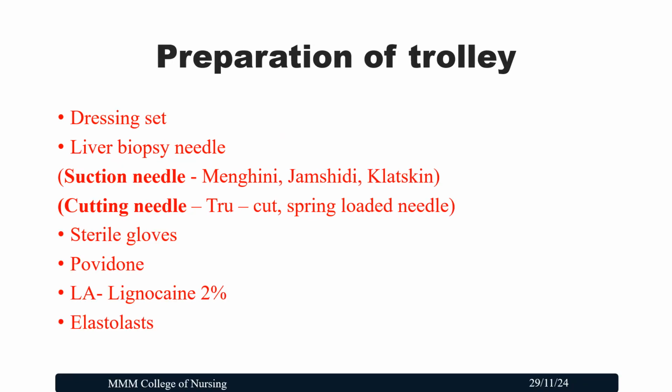Preparation of trolley. Before the procedure, we have to collect all the articles like a dressing set and liver biopsy needle, which has two types: one is the suction needle and then the cutting needle. For the suction needle, for example, Menghini, Jamshidi and Klatskin, and a cutting needle, for example, Tru-Cut, and a spring loaded needle, and sterile gloves, povidone, lignocaine 2%, and elastoplast.